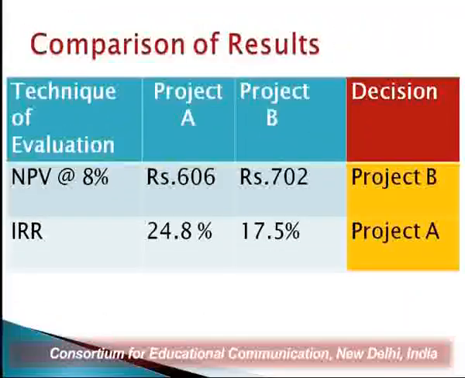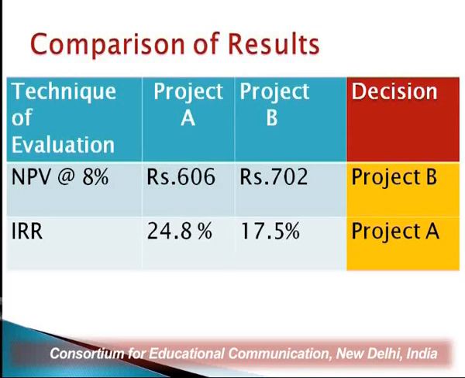So let's see what will be the answer. When we will be calculating NPV at 8%, the value of NPV for project A will be rupees 606 and that of project B will be rupees 702. If we go as per NPV, we have to take the highest positive NPV. So we shall make a decision that we should go ahead with the project B.